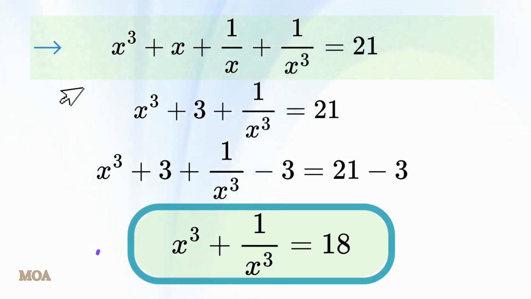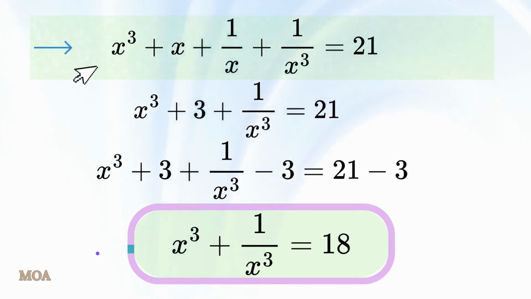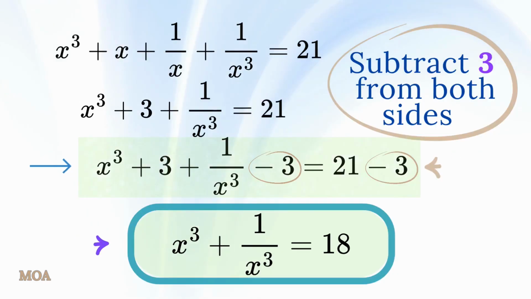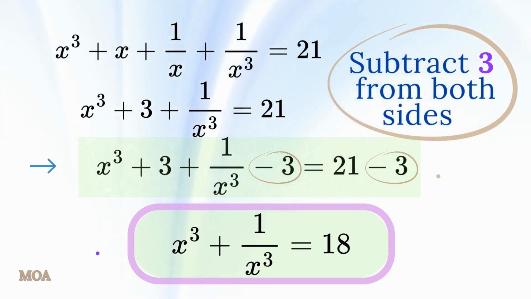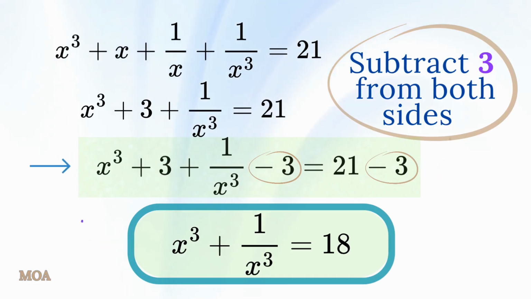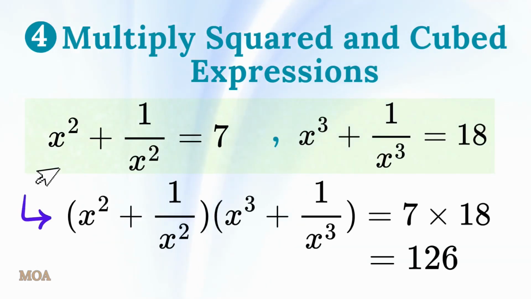Now, since x plus 1 over x equals 3, this gives us x cubed plus 3 plus 1 over x cubed equals 21. By subtracting 3 from both sides of the equation, we obtain x cubed plus 1 over x cubed equals 18. Good. Now for the final step.